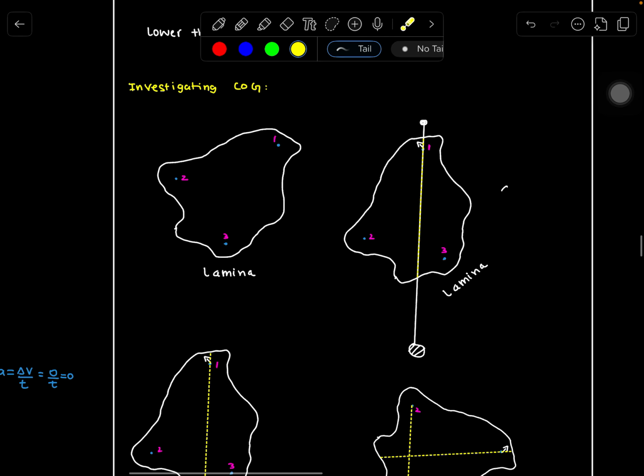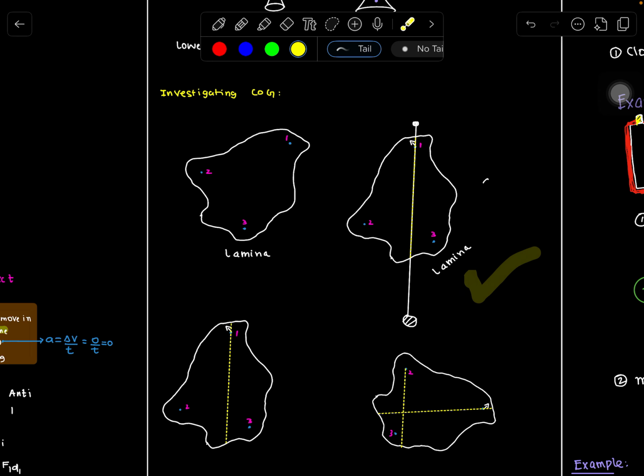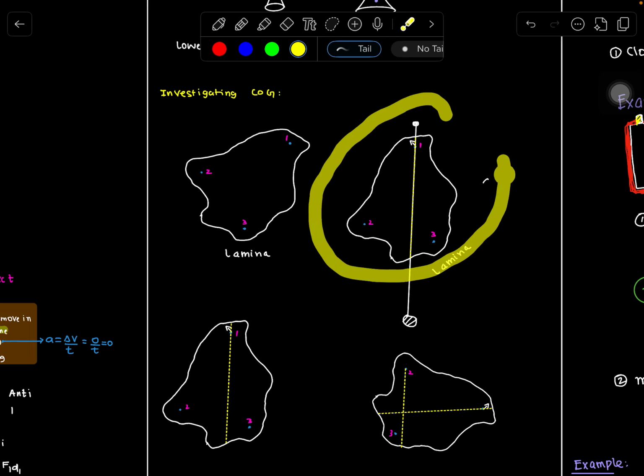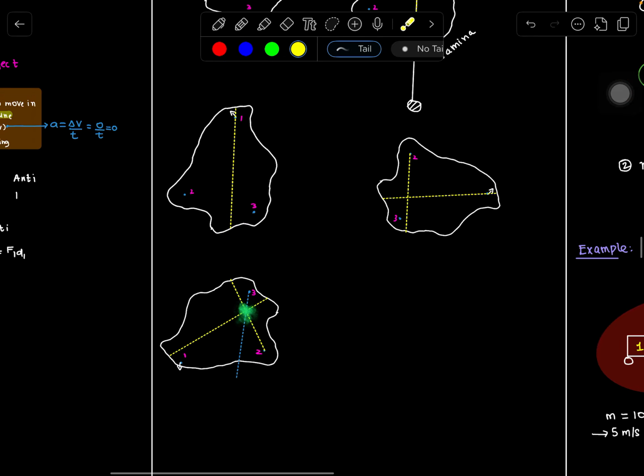And you can find the center of gravity of an irregular object by this method, where you poke little holes, you hang it, wait for it to stabilize and come to an equilibrium position, and then you draw a straight line down. You do that for two to three different positions, and where all of these lines intersect, that's your center of gravity.